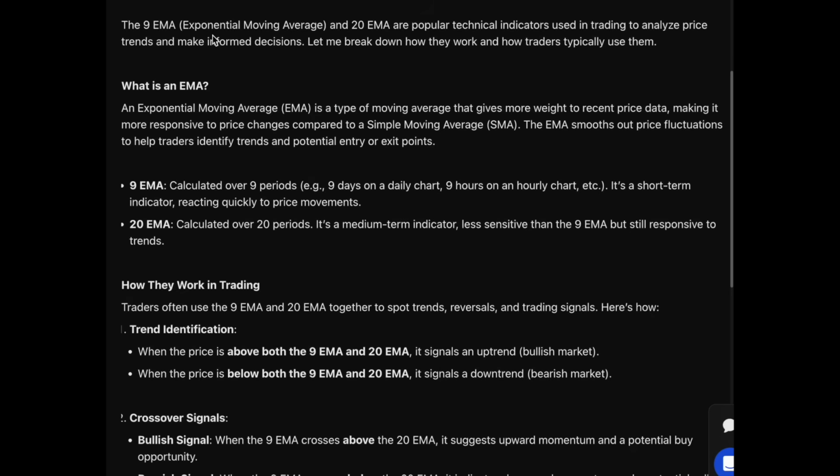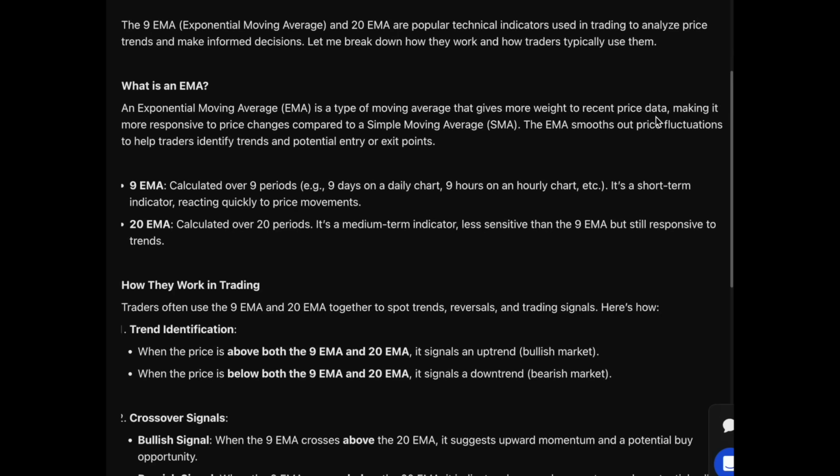All right, so I just want to review the 9 EMA exponential moving average and the 20 EMA. This is what I use for technical analysis to indicate whether a trend is bullish or bearish, and I use this EMA to guide my trading. Basically, the exponential moving average is a type of moving average that gives more weight to recent price data.